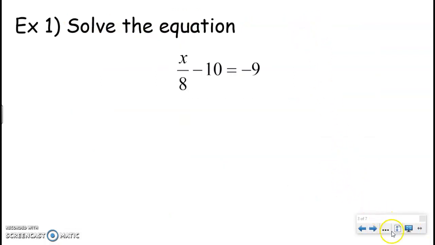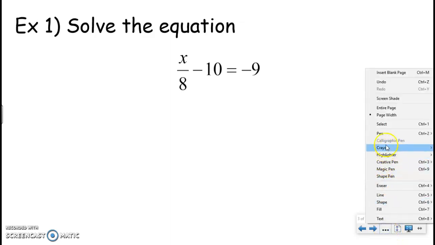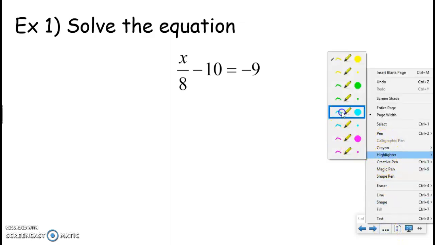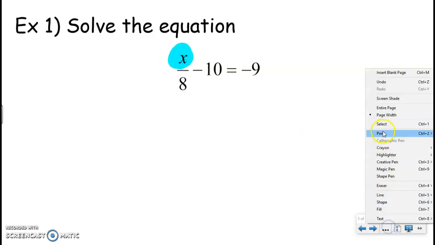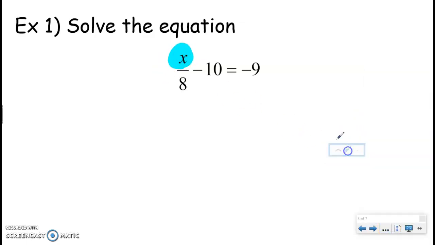We have x divided by 8 minus 10 equals negative 9. What I'm going to actually do is, where students struggle is they have a hard time deciding what to do first here. So I'm going to highlight my x, and I'm going to talk my way through this. First, we divide by 8, and then we subtract 10. So if I was going to read that, I'd say x divided by 8 minus 10. That would be my order of operations.